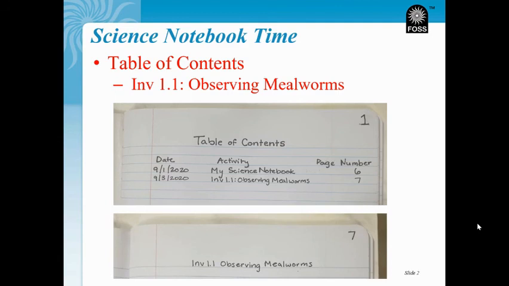Next, turn the page to the next page after My Science Notebook. Put page number 7 and write the title at the top of the page. Pause the video to make your page number 7 look like mine.